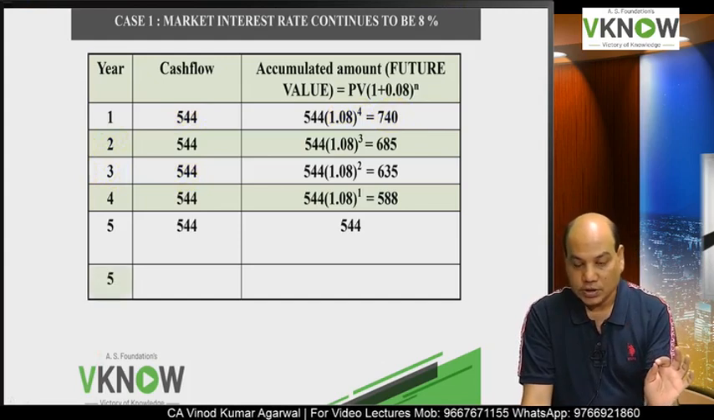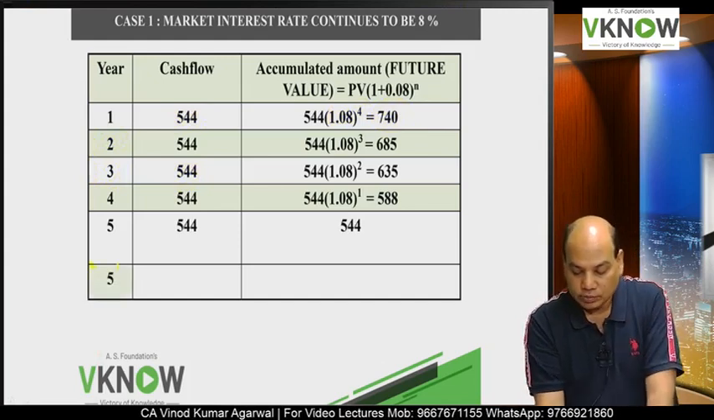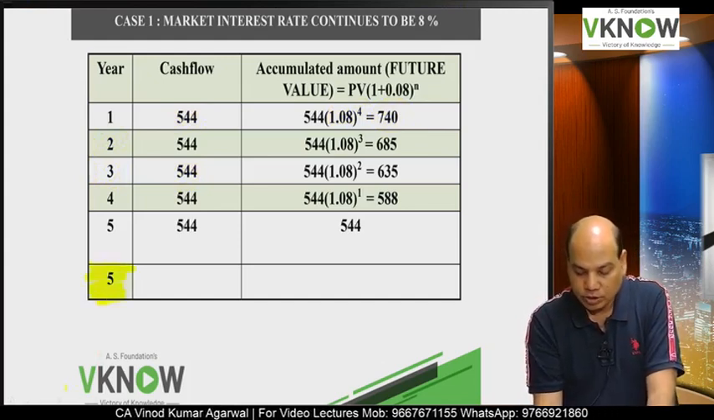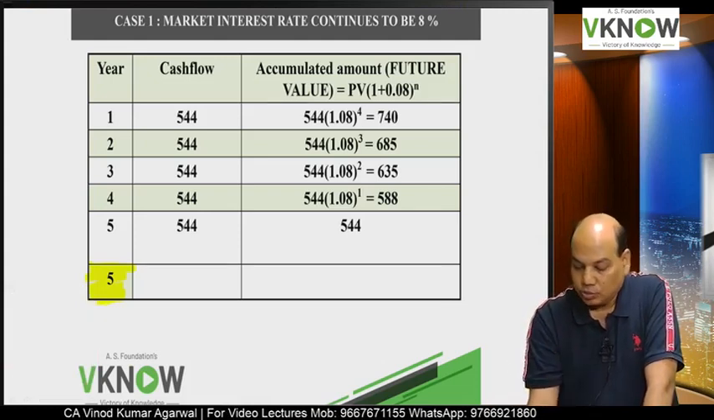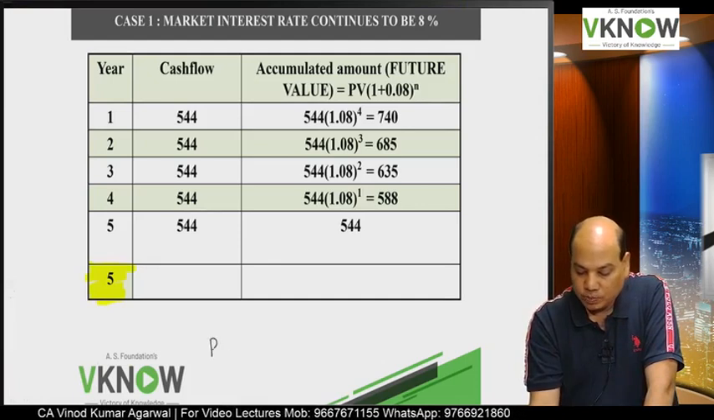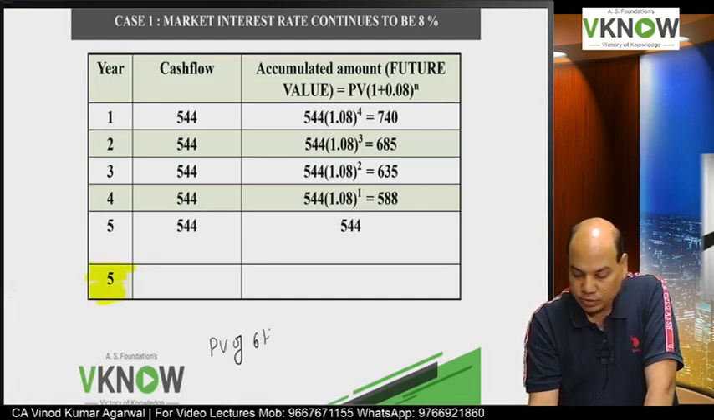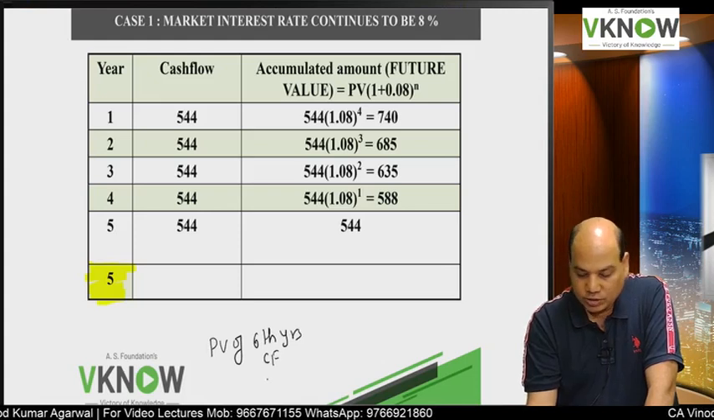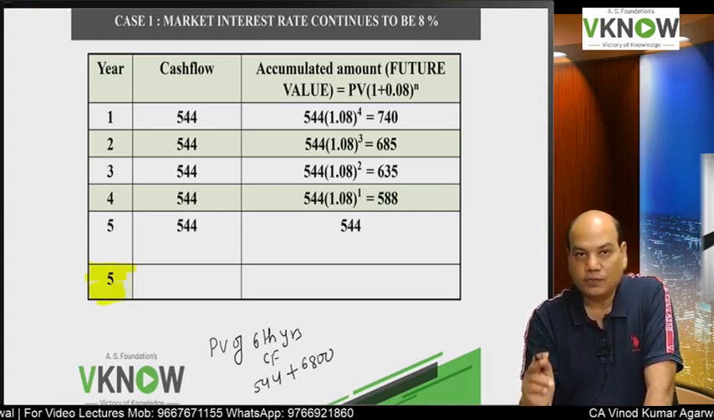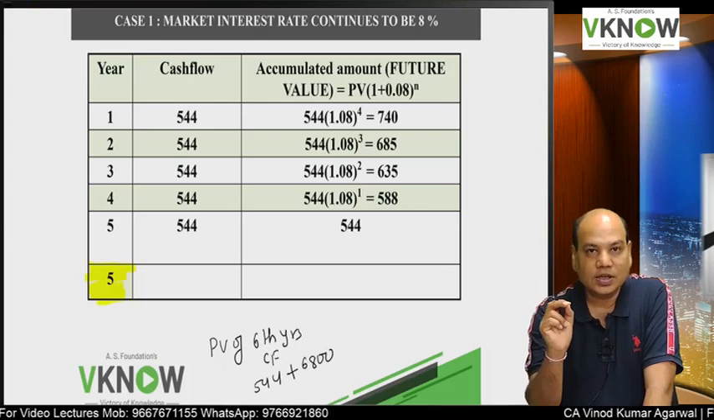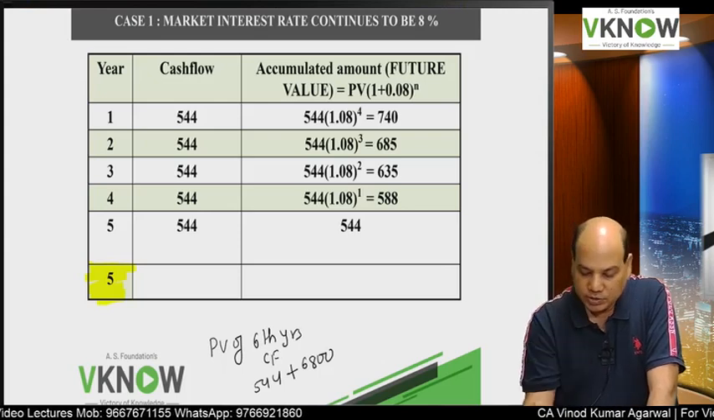Now, in the 5th year, I am going to sell the bond, which will be equal to the present value of the 6th year cash flow. In the 6th year, the cash flow from the bond will be 544 towards coupon and 6800 towards principal.